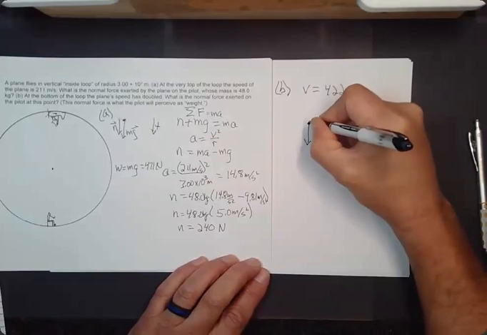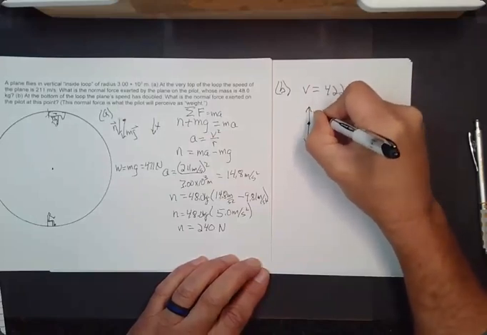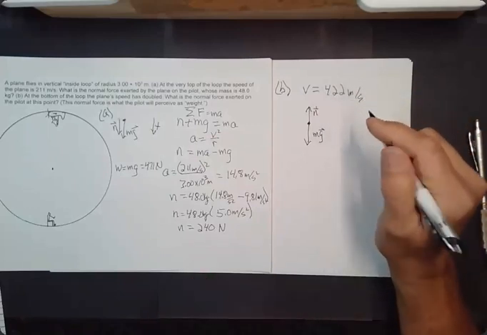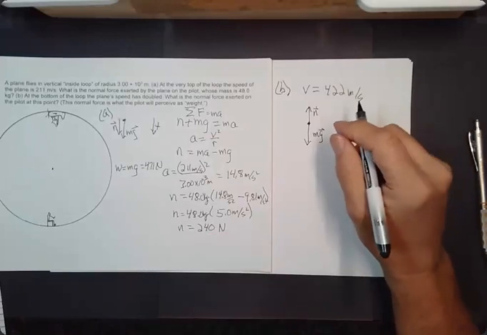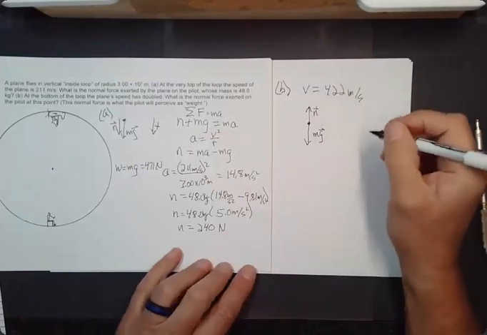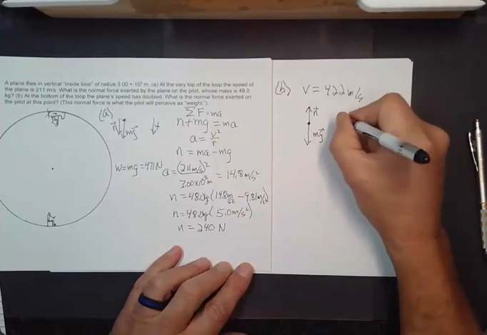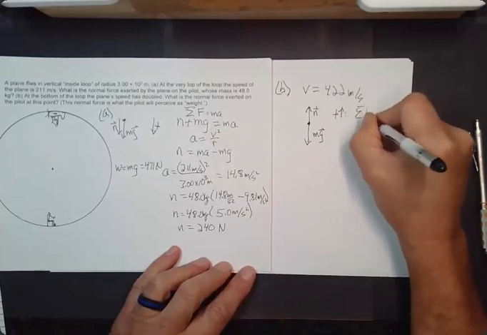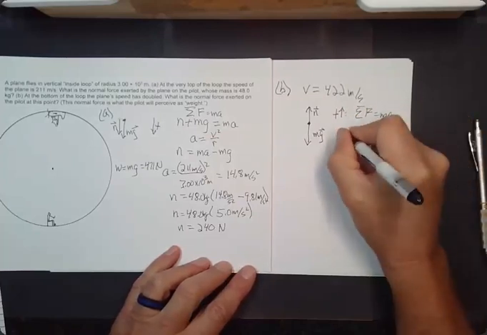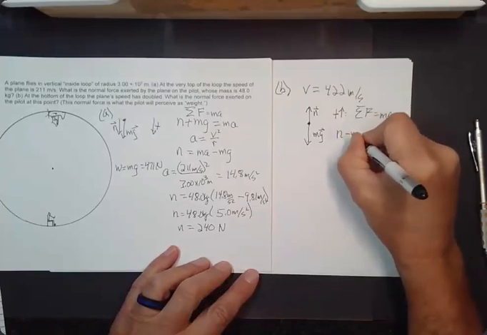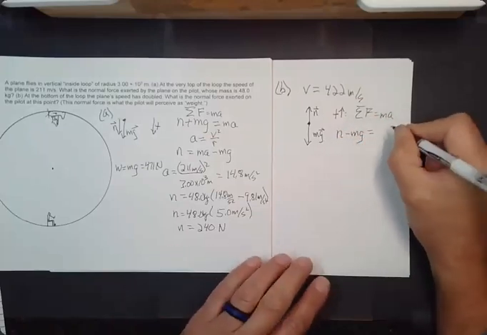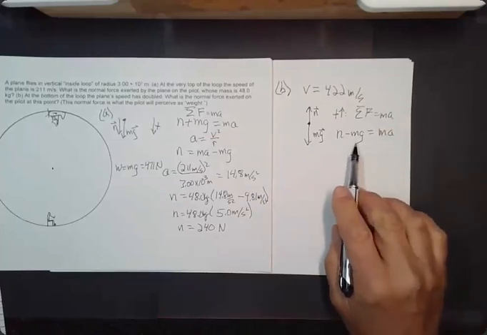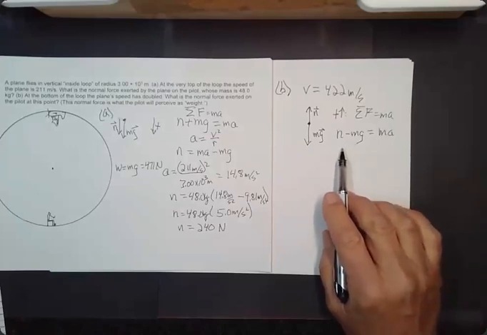mg downward, and the normal force is upward here. And so if I say I'm going to let upward be positive for this part, that's the direction of the acceleration. So I'll just let that work to my advantage here. And with positive being upward, the sum of the forces equals ma. I'll have n minus mg is going to equal ma. And the weight is working against the normal force in this case.